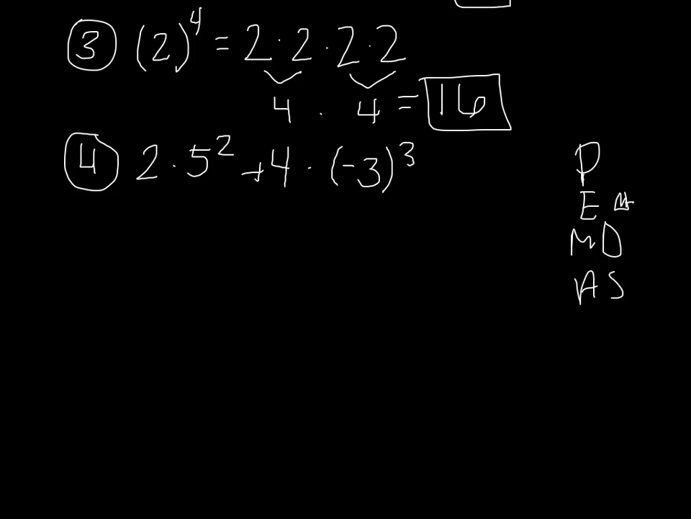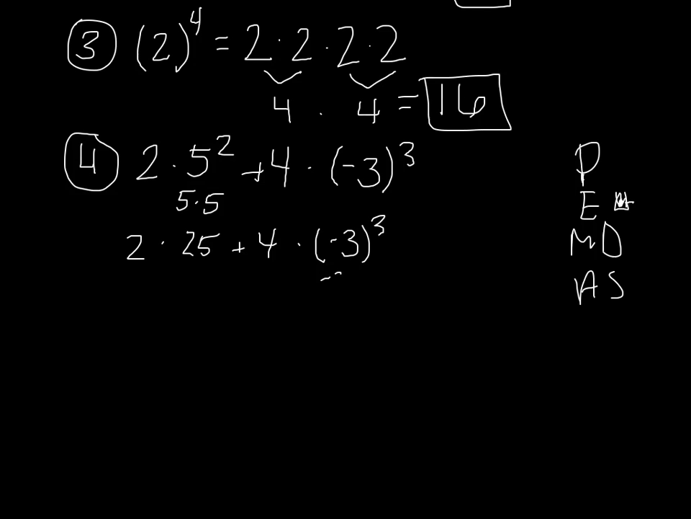Okay, so I'm just going to start from the left. 5 squared is 5 times 5. And 5 times 5 is 25. Then I'm going to bring everything down. Times 2 plus 4, sorry, times negative 3 cubed, or negative 3 to the third power. I see I still have another exponent.